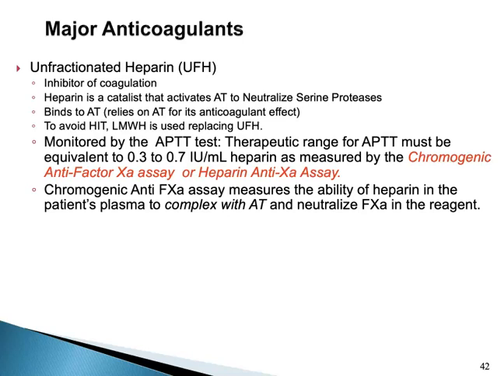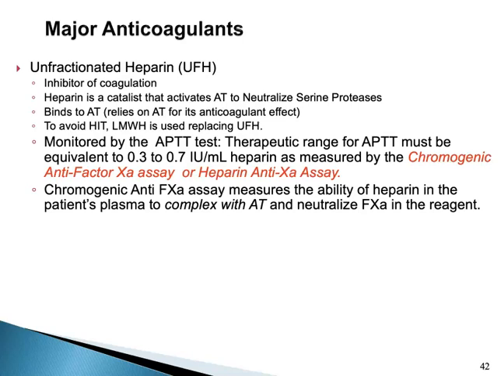So the intravenous route and subcutaneous route are actually some of the most common routes of giving heparin. So basically, again, an inhibitor of coag, it's a heparin. Heparin is a catalyst that activates antithrombin to neutralize serine proteases. It binds to antithrombin. So heparin relies heavily on antithrombin so that it can act as an anticoagulant. In order to avoid HIT, right, which is a thrombotic disorder, sometimes patients are placed in low molecular weight heparin. I'll explain that in a little bit.